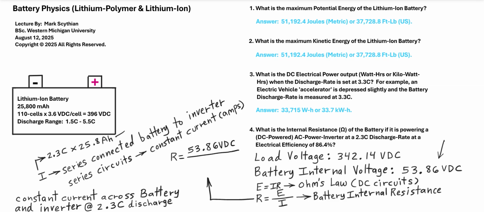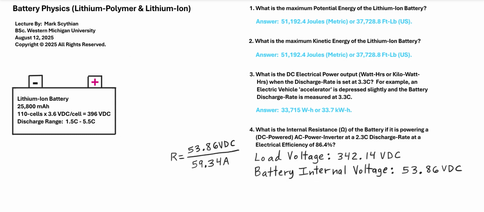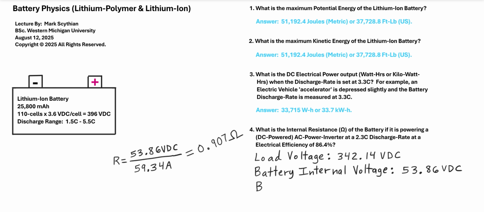So we take 2.3 C discharge and multiply it times the 25.8 amp hours. We calculate 59.34 amp hours, which is within an hour, so it is practically 59.34 amps. So this is the I value. This is the constant current across the battery and the inverter while they are energized. This is very important because once you identify a constant, there's no variation. You have the accuracy reached. So now you can just divide the internal voltage by the constant current, and we yield a battery internal resistance of 0.907 ohms of internal battery internal resistance.